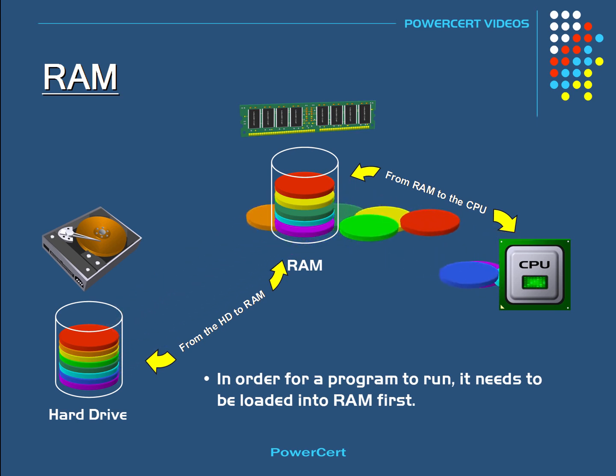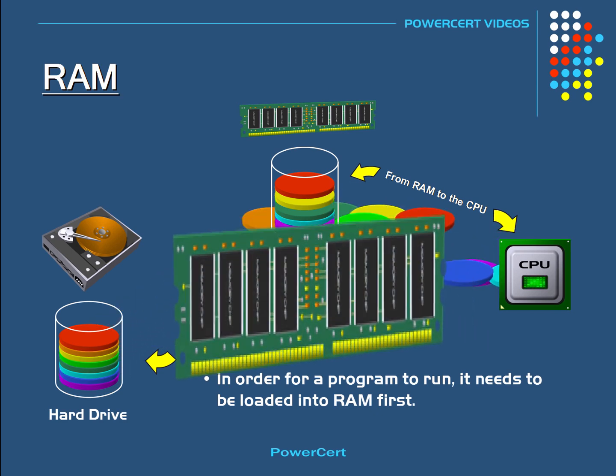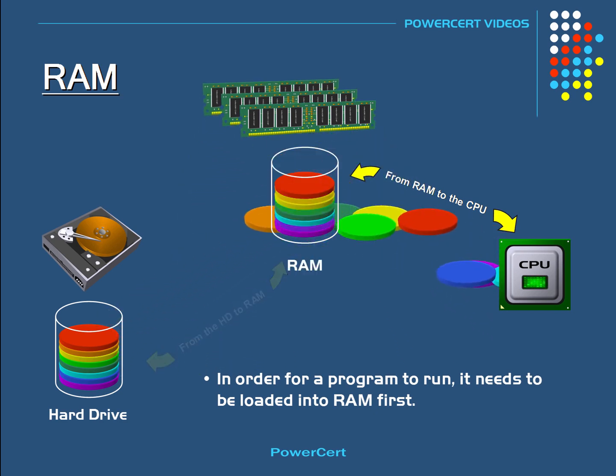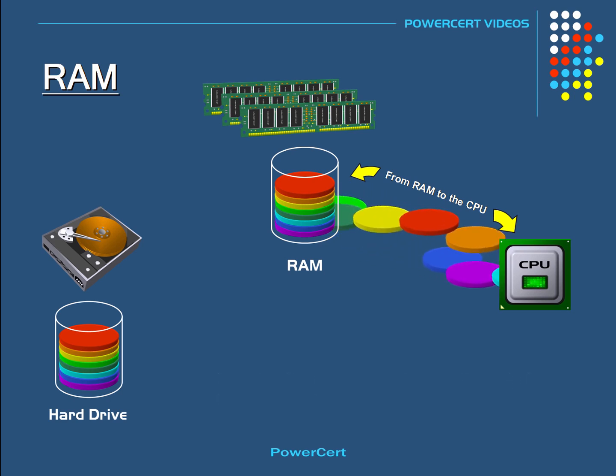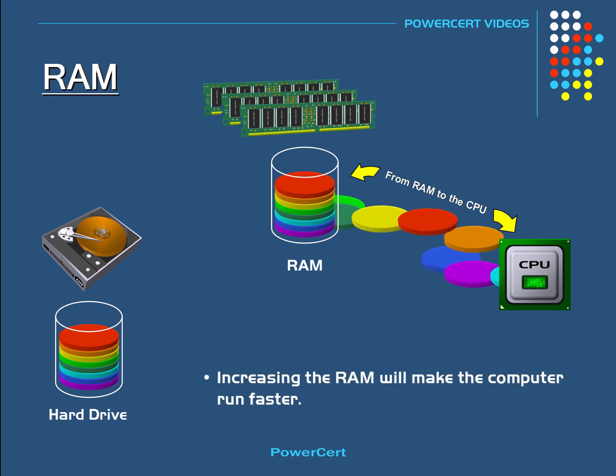So to solve this problem, all you need to do is increase the amount of RAM on a computer, and by increasing the memory, more data can be loaded into the faster RAM without the need of constantly accessing the slower hard drive. And the result is a faster performing computer. So this is why a computer with more RAM performs faster than a computer with less RAM.